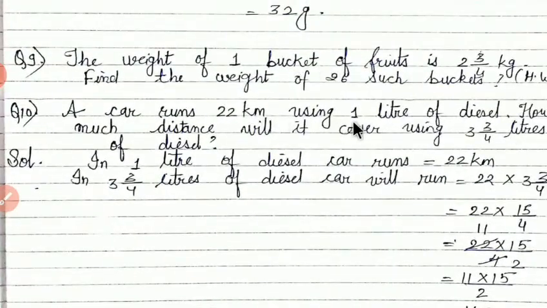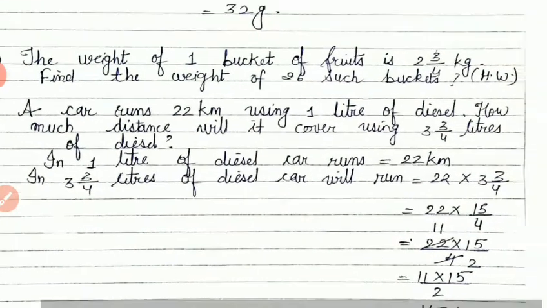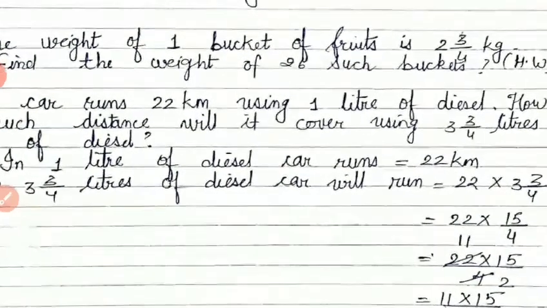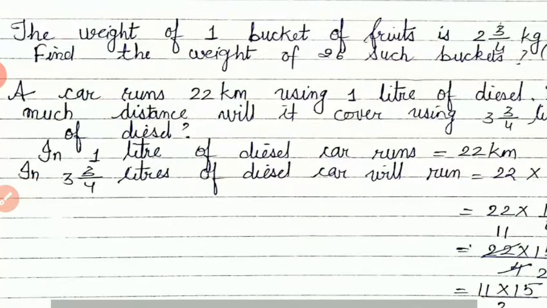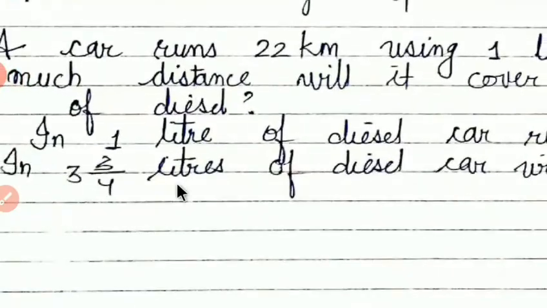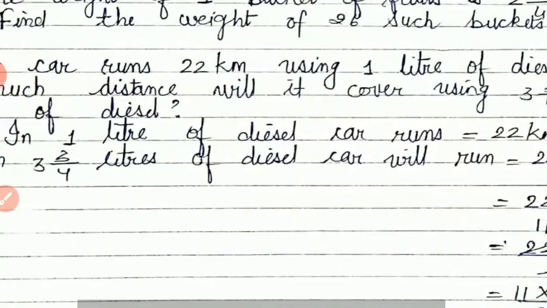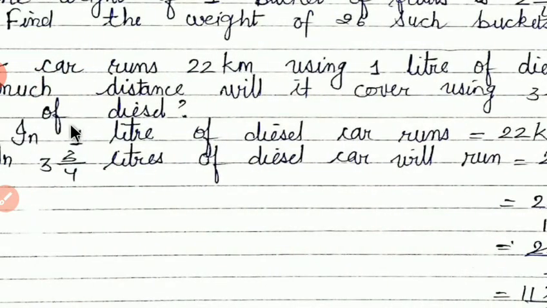Now the last question, question number 10. A car runs 22 km using 1 liter of diesel. How much distance will it cover using 3 by 4 liters of diesel? Here you can see in 1 liter of diesel, a car runs how many kilometers? 22 km. And we have to find for how many liters of diesel? In 3 by 4 liters of diesel, how much will the car run? Again you can see it is given for only 1 liter and we have to find for 3 by 4. It means it is less than 1 only. So we have to find for 1 to many. It means we have to multiply.